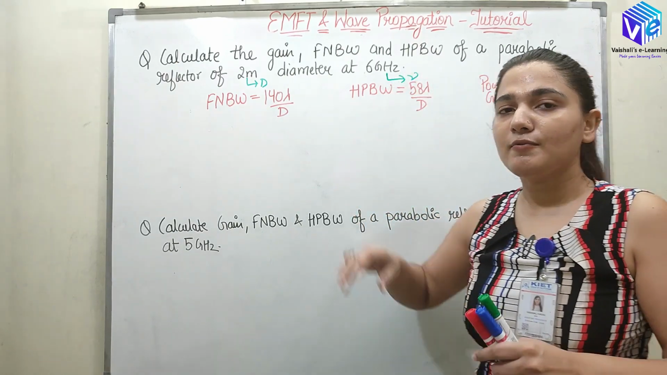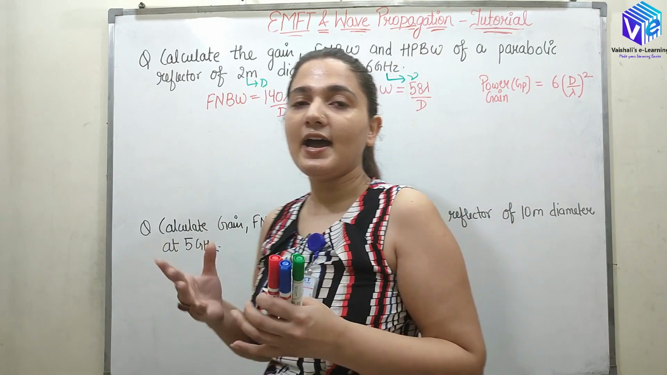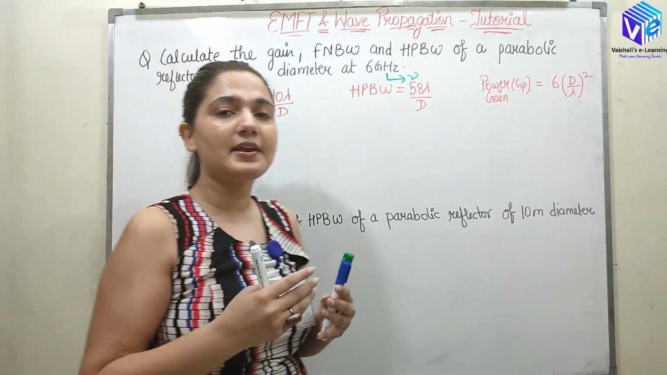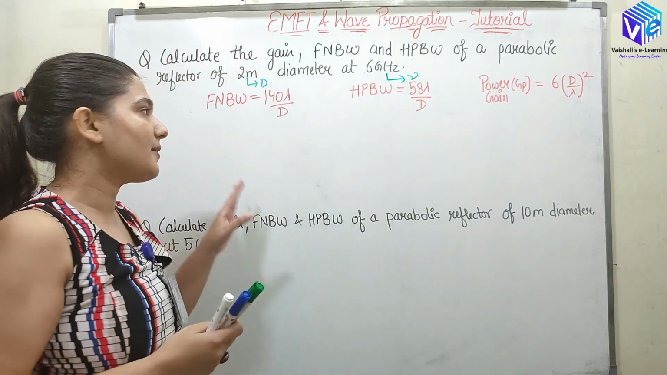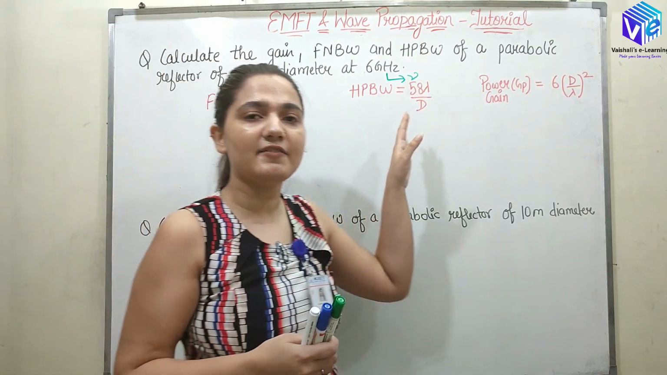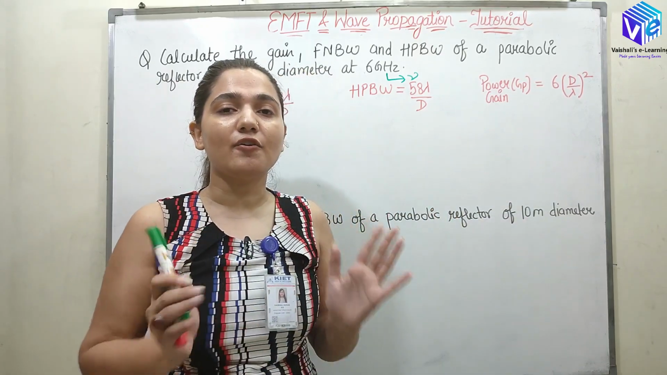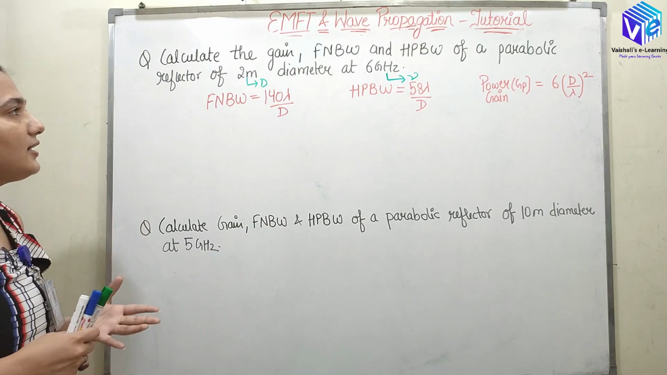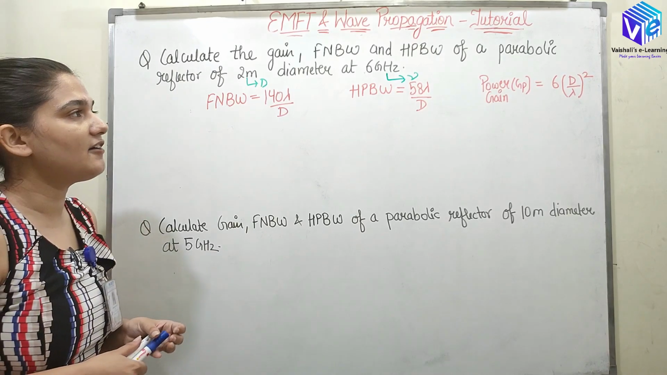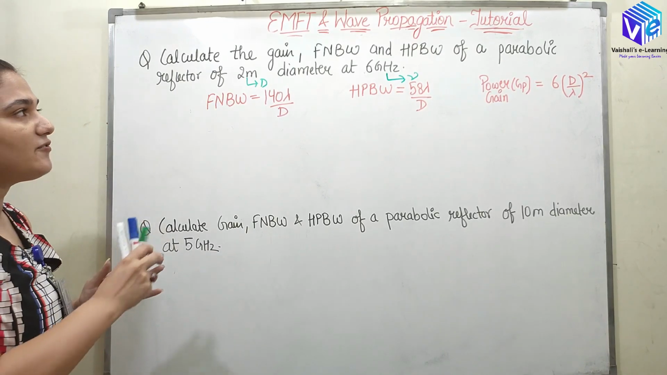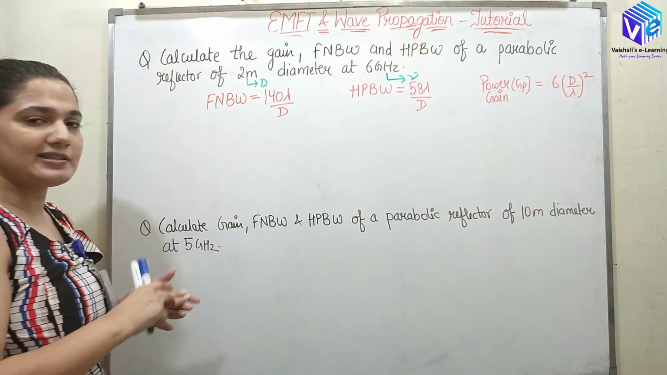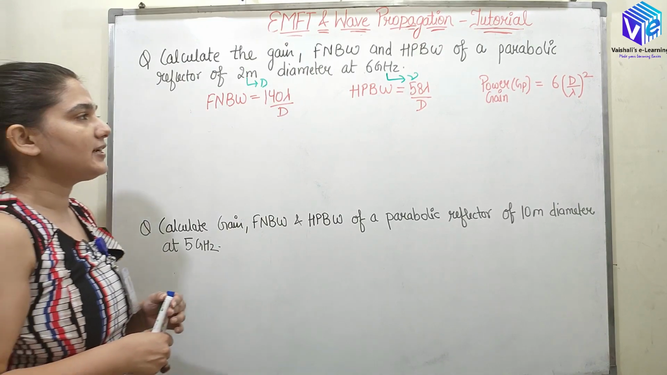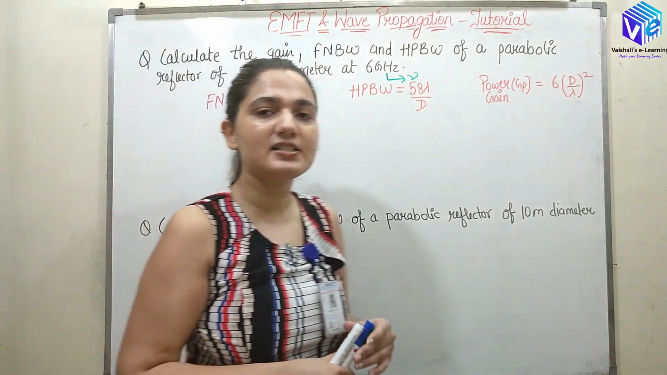And now here we will be seeing how, with the help of a particular diameter and a particular frequency, we can find the specific parameters like first null beam width, half power beam width and the power gain of the reflector antenna. So in the question it is given, calculate the gain, first null beam width and half power beam width. As I said, we will be focusing upon these three things of a parabolic reflector of 2 meter diameter at 6 gigahertz frequency.